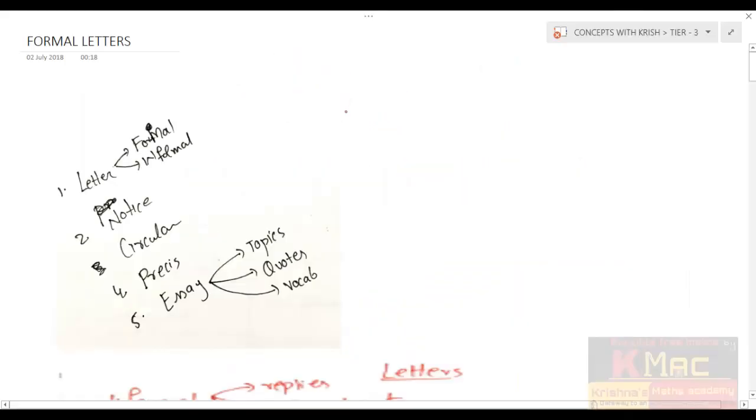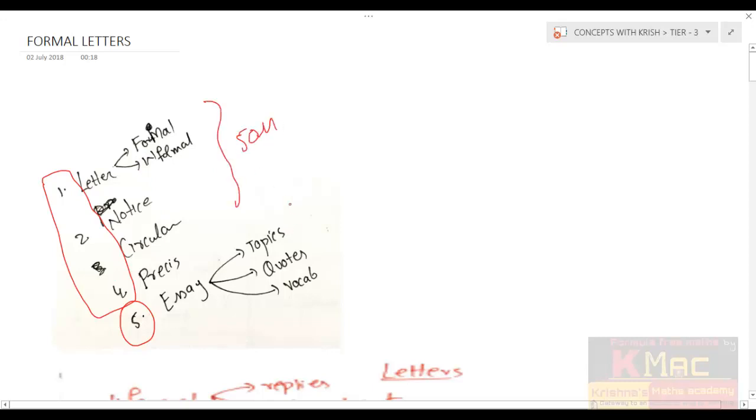As I promised you earlier, I will be making videos for SSC CGL Type 3 preparation. In Type 3 we have 5 concepts, 5 topics. Out of these 5, these 4 come under one part and this is a separate one. So in the exam they can ask you any one topic out of these 4: letter writing or notice writing or circular writing or précis. So out of these 4 any one will be asked, that carries 50 marks.